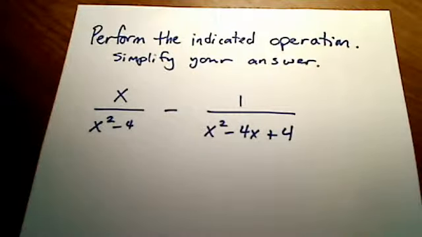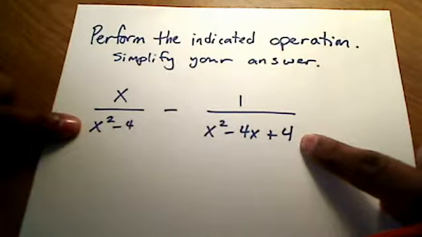Alright, I want to help you solve this problem here. To perform the indicated operation, and the operation that we're doing is subtraction. And anytime we subtract or add fractions, we always need an LCD. We need a least common denominator. So we want these two denominators to look exactly the same. And right now it might be a little tricky to determine what the LCD is.